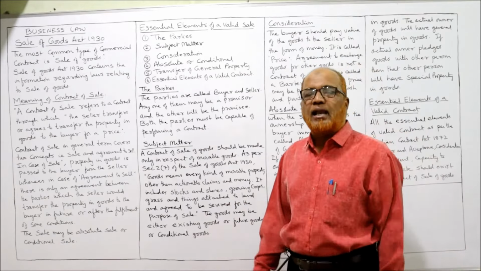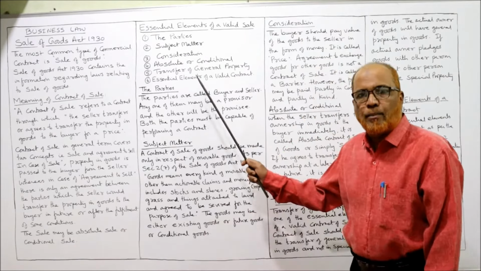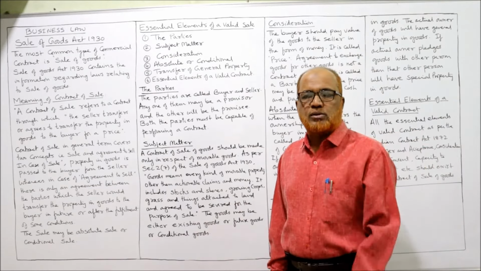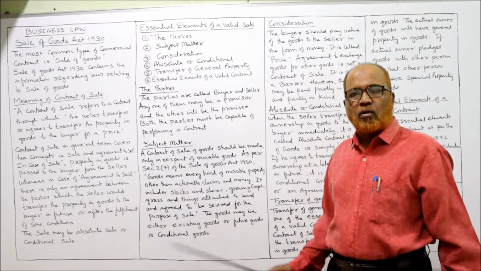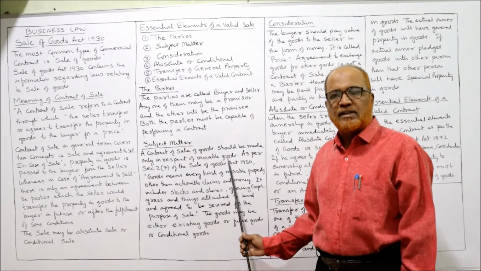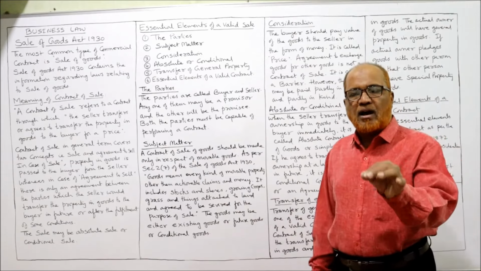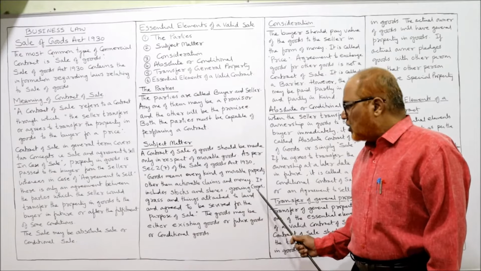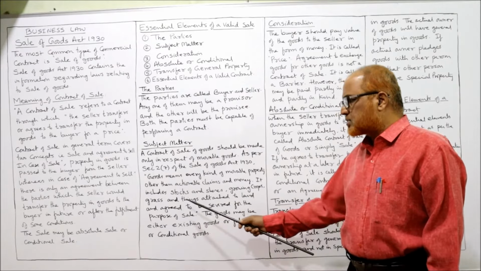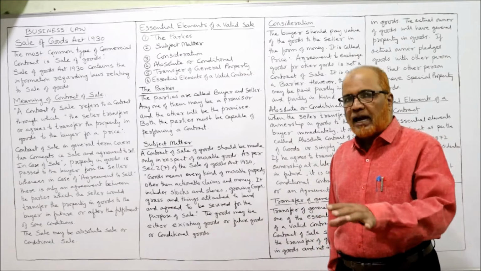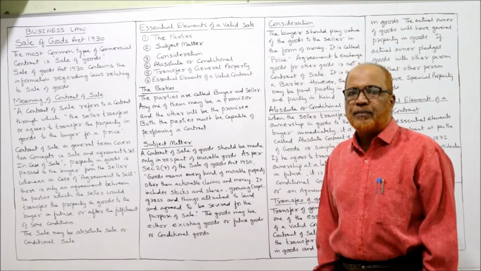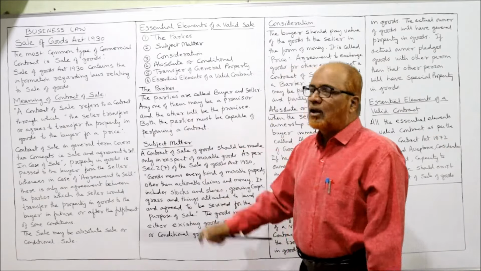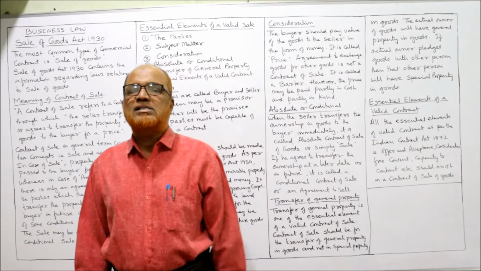The first essential element of a valid contract of sale is parties: at least two parties, one buyer, one seller. Secondly, the subject matter is goods, and goods means only movable goods. According to section 2, subsection 7 of the Sale of Goods Act 1930, goods means every kind of movable property other than actionable claims and money. It includes grass, growing crops, shares, stock, and anything attached to the land that can be severed for the purpose of sale. The goods may be existing goods, future goods or contingent goods. The second is completed. Now the third essential element is consideration.